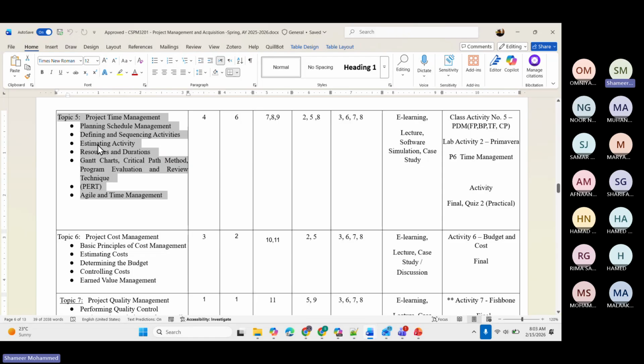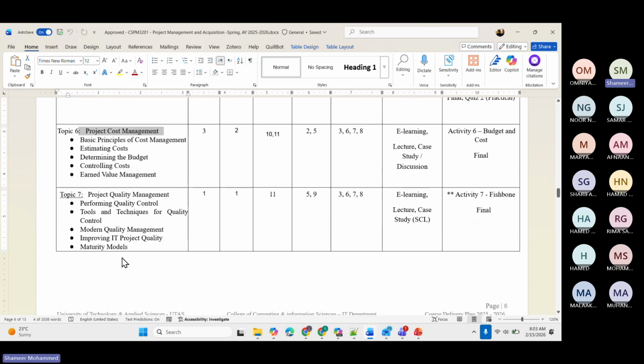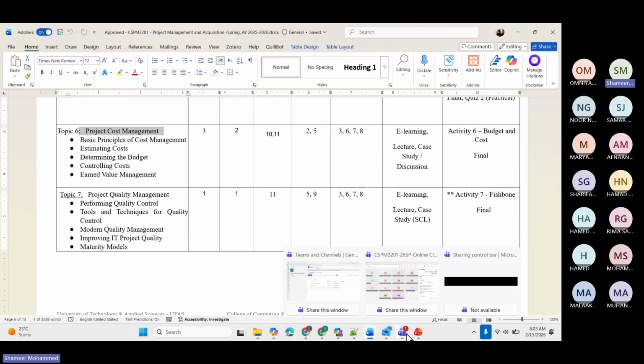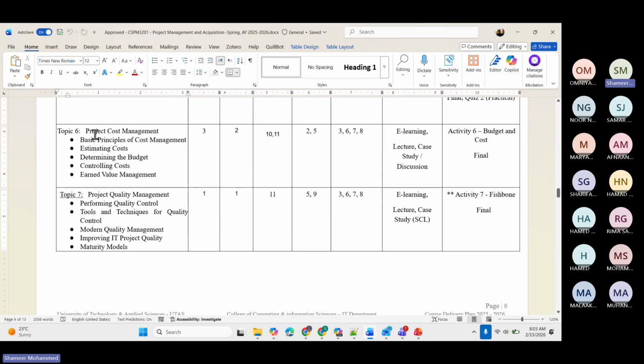After completing this lecture 5, we move on to project cost management. Cost management means to manage the money. To do the work, we need money. So who will give the money? And if you get the money, how will you manage the money? Those concepts we will learn in this lecture 6.